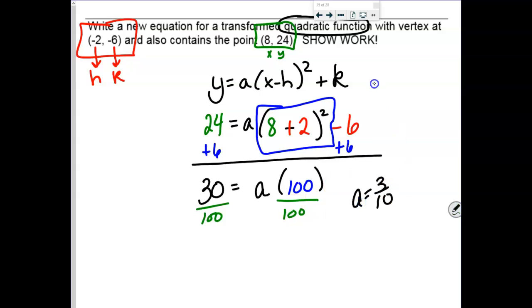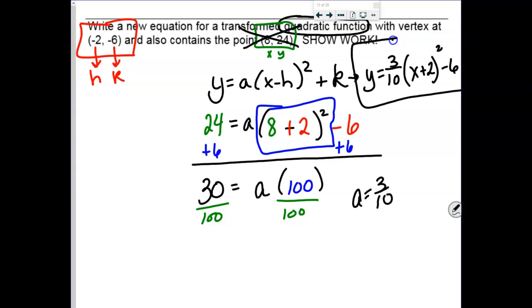And now we're going to bring it on home. Come back to your formula. This time, you're going to use your H and K. You're going to use the A you just found. And you're going to forget you ever knew about (8, 24). Not used anymore. So y equals 3/10 (x plus 2) — thank you — don't forget quantity squared. And then -6. So that question's coming back at you.